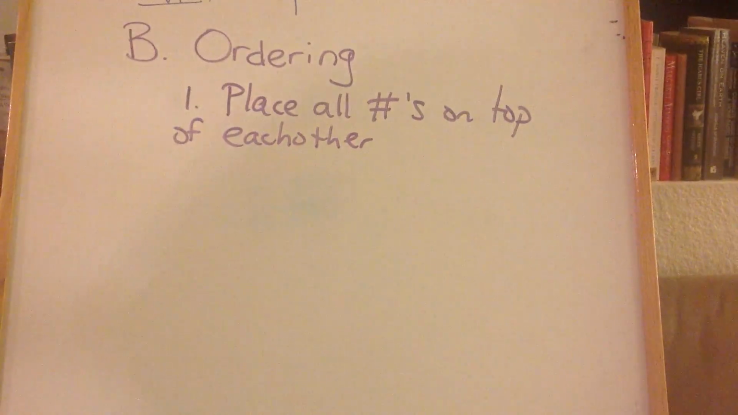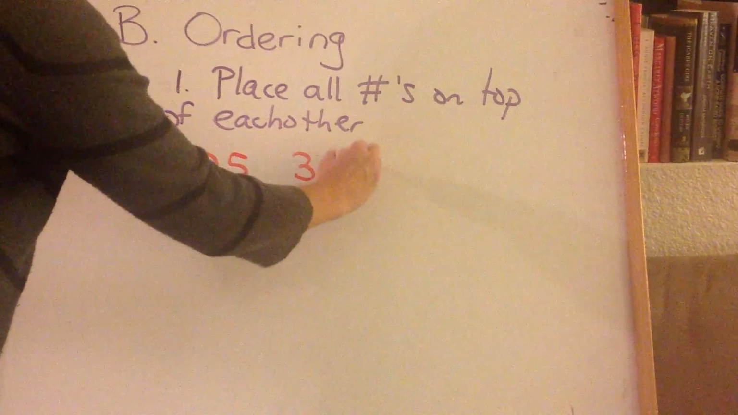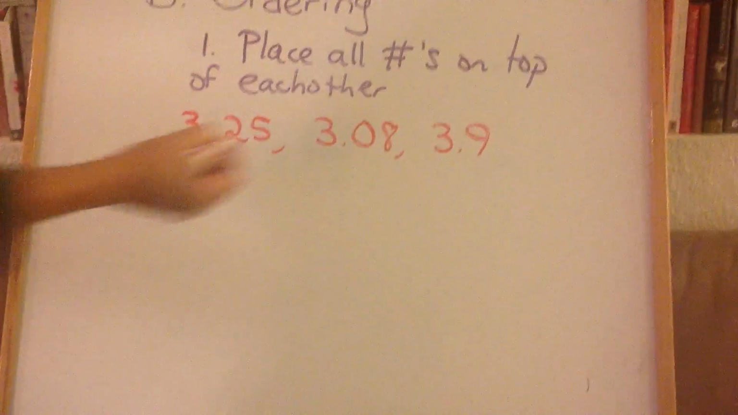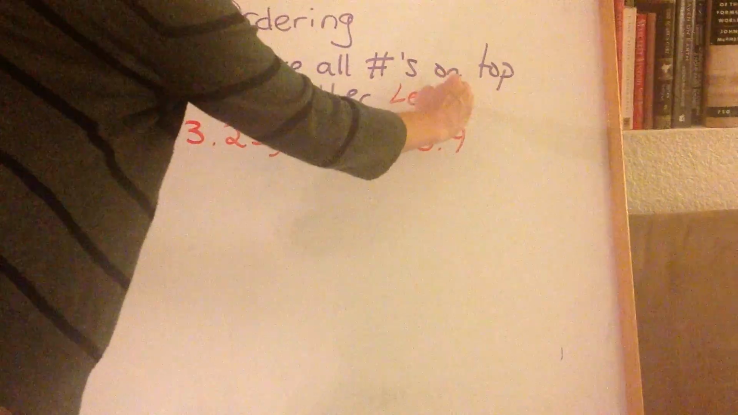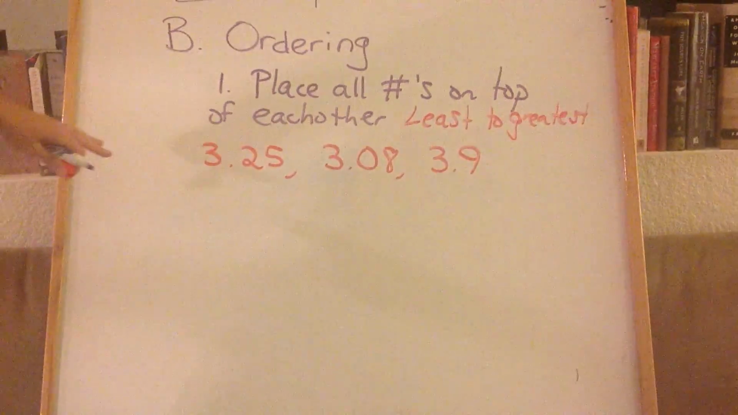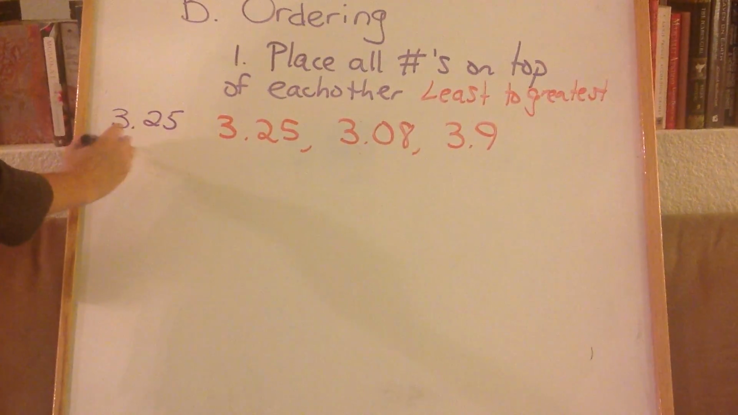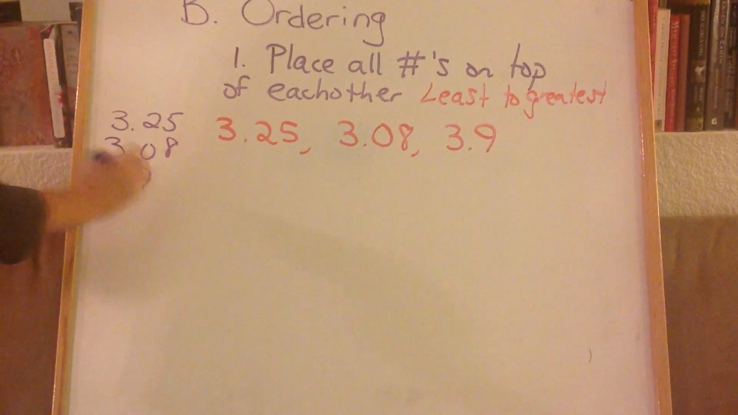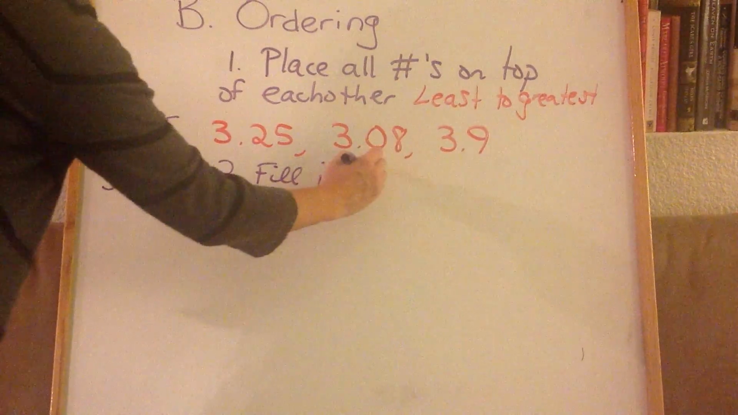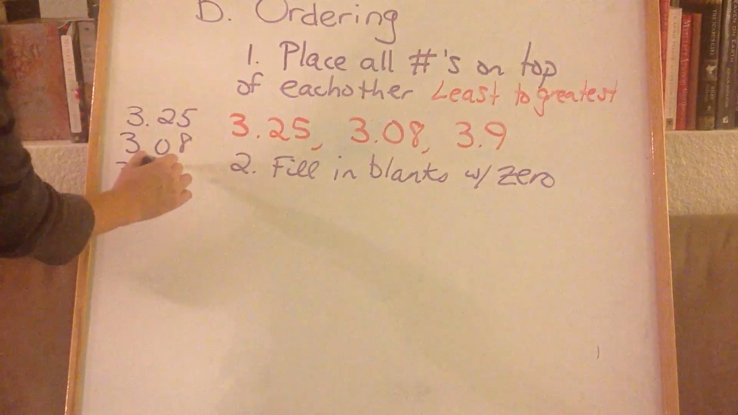So if I had these decimals, we want to order these, and I'll say least to greatest this time. So again, my first step is to put them on top of each other. So I have 3 and 25 hundredths, 3 and 8 hundredths, and 3 and 9 tenths. Step 2 again is to fill in blanks with 0. So I have to fill in 1 blank here.